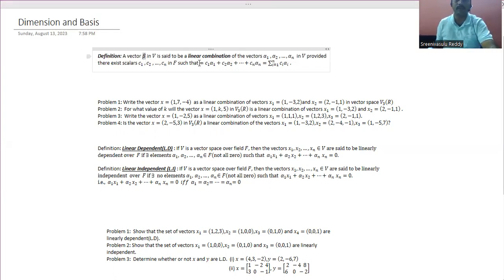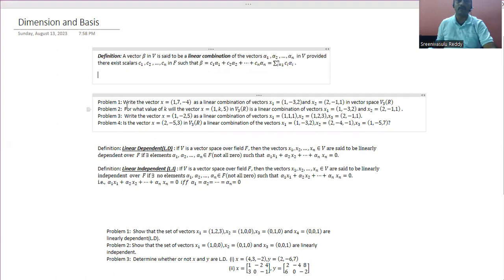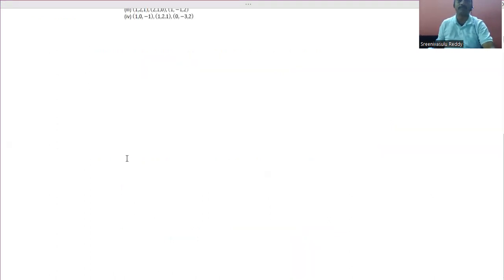Beta is equal to the linear combination of the vectors C1 alpha 1, C2 alpha 2, and so on, Cn alpha n. Then beta is said to be a linear combination of the n vectors alpha 1, alpha 2, and so on, alpha n. Based on this definition, we have problems. For example, here I am providing 4 problems. I will solve 2 problems. First problem, linear combination of other vectors.